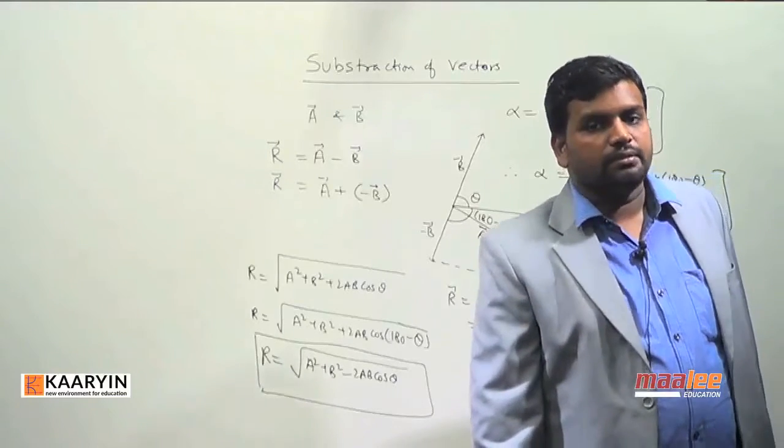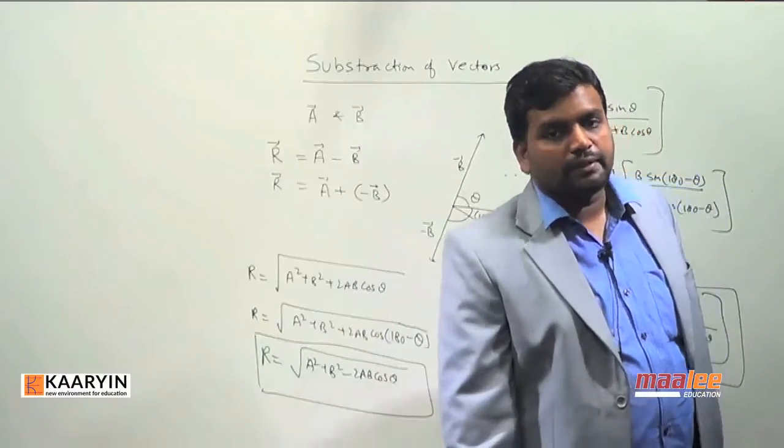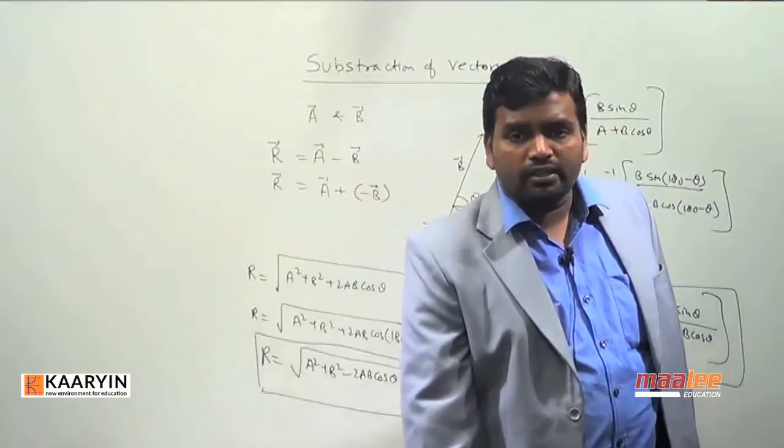So, this is all about the subtraction of vectors. I think subtraction is clear to everyone. Now, in the next part we will start the multiplication of vector quantities.